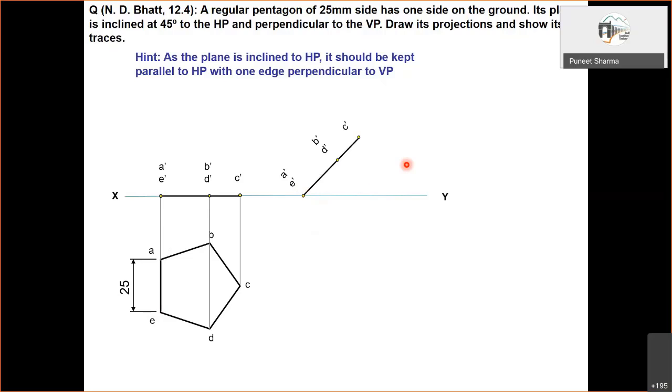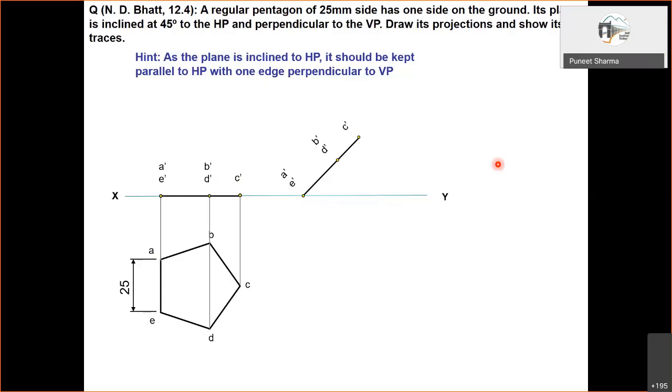Also, when we have done this exercise, we have not changed anything about the position of this AE. So this change from this position to this position, whenever it is occurring, these distances of A from XY here, B from XY here, C from XY here, are not getting altered. The plane figure is rotated about this, so these distances are not altered, only orientation is changed.